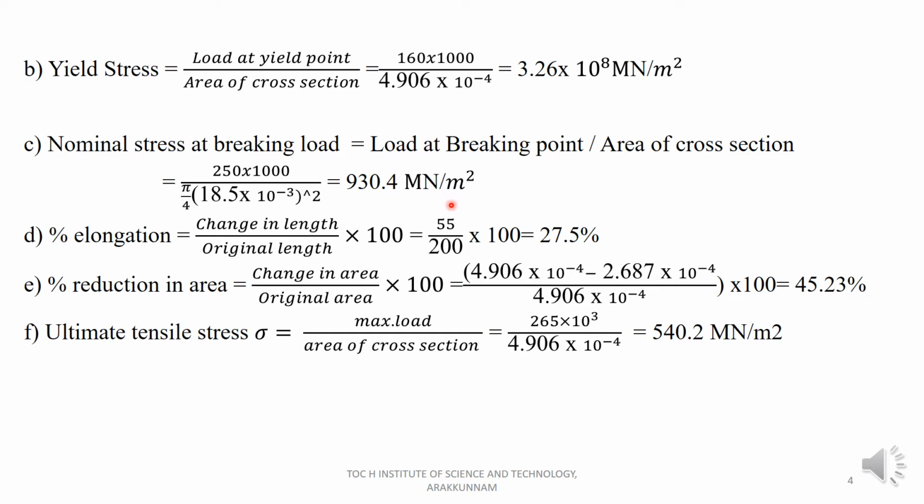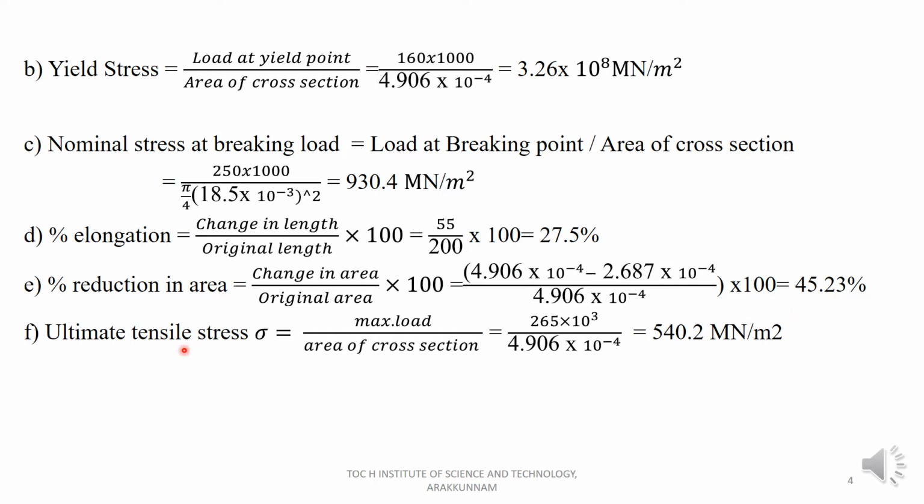Okay. Now we have to find the value of percentage elongation, and percentage elongation is equal to change in length divided by original length into 100, where the change in length is given in the question as 55 and the original length is 200. So 55 divided by 200 into 100 is equal to 27.5%, the percentage elongation value. Now the percentage reduction in area is the change in area divided by original area into 100. Change in area is equal to initial area or original area minus final area or reduced area, divided by the initial area into 100, and that's equal to 45.23%.